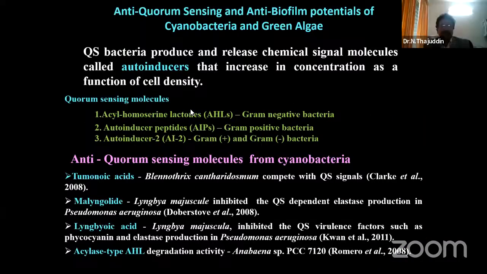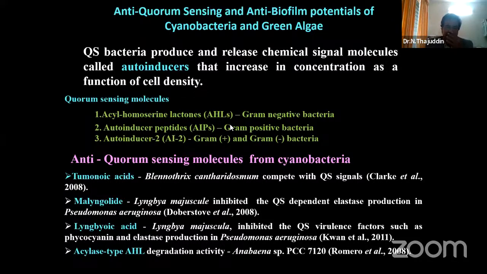Another important work, a collaborative work recently completed, uses anti-quorum sensing compounds from microalgae and cyanobacteria. This will be used in the aquaculture field. For example, in aquaculture, Vibrio species is a very toxic species. It forms biofilm on the fish and ultimately it liberates toxins and kills the fishes. So this is the biofilm formation. We have a collaborative work with Alagappa University with Karutha Pandian and Veera Ravi. It's a collaborative DBT project.